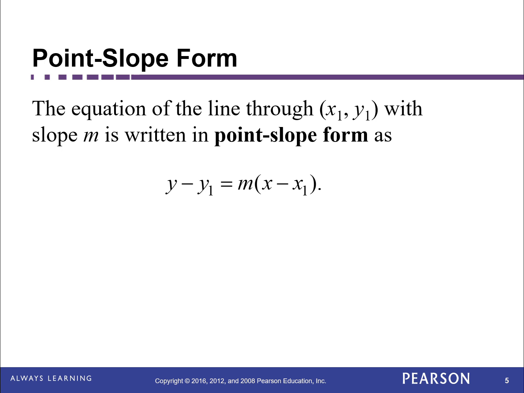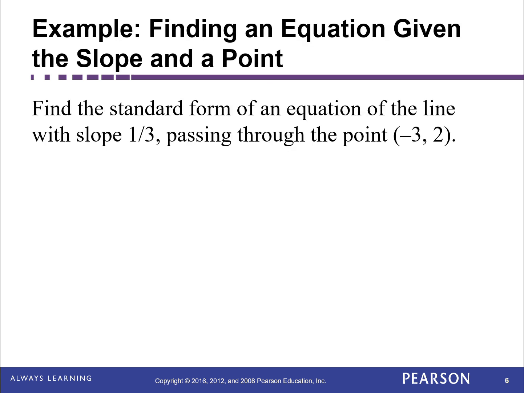So let's start with the point-slope form. The equation of the line through (x1, y1) with slope m is written in point-slope form as y minus y1 equals m times (x minus x1). So using that equation, let's find the standard form of an equation.